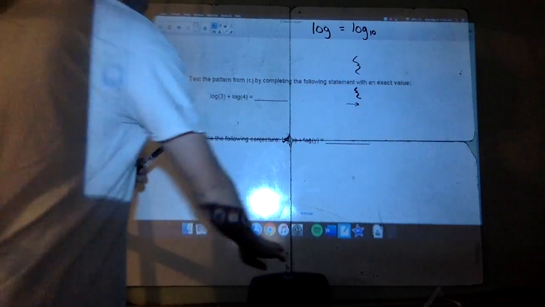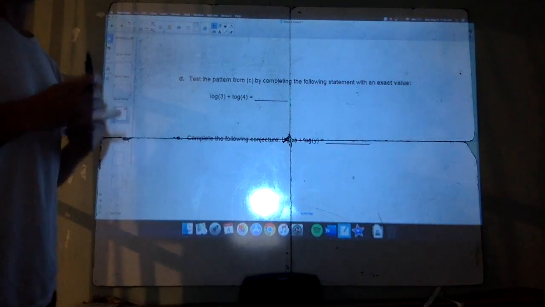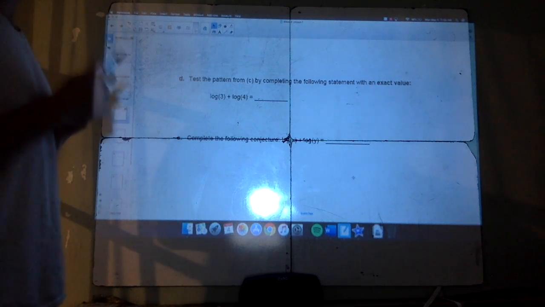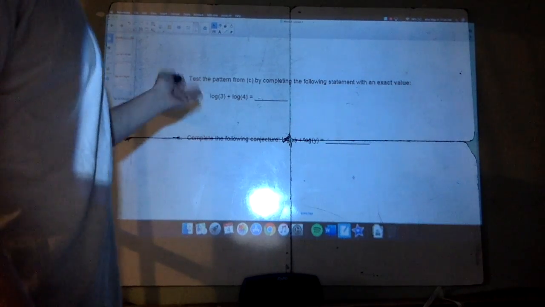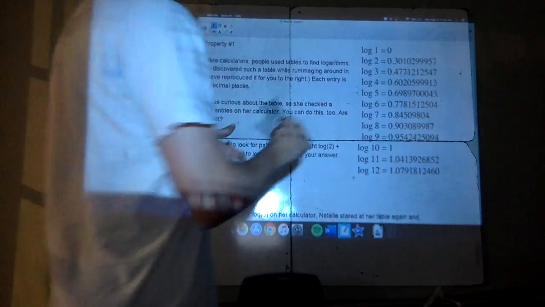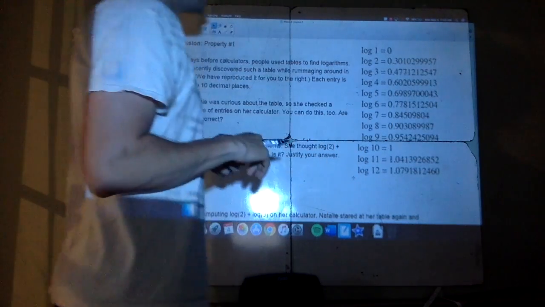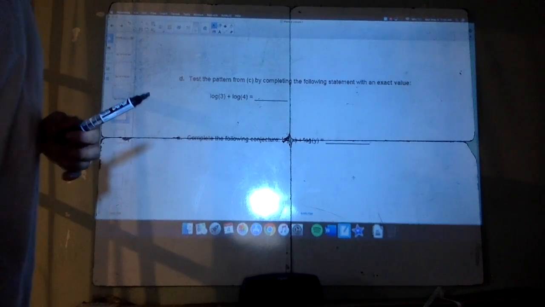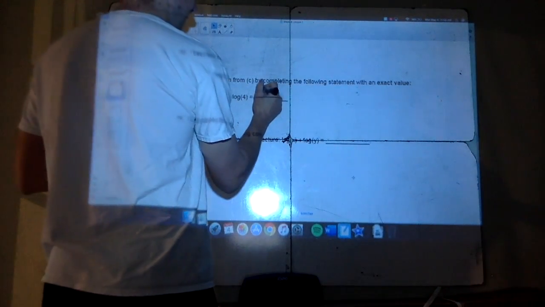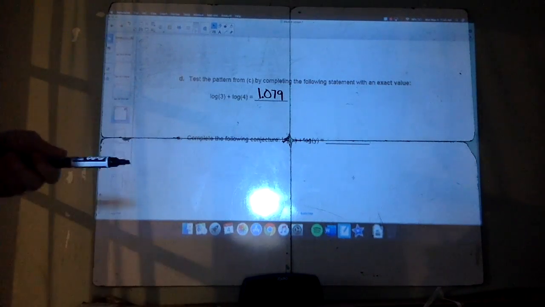So let's see if we can predict now. So we tried log 2 and log 3 and got log 6. What do you think log 3 plus log 4 is? So let's get that decimal answer first. If we do log 3 plus log 4, that's going to get us about 1.079. So that's what we're going to write here, 1.079. That's log 3 plus log 4.